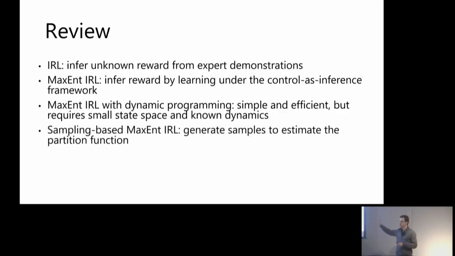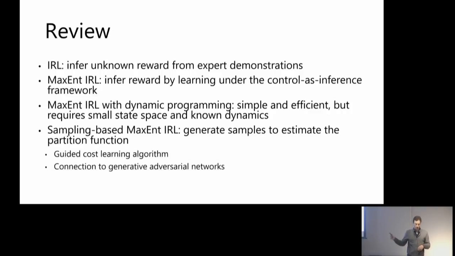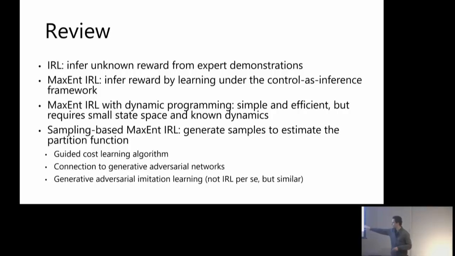And if you have high dimensional or continuous states and actions, and perhaps you don't have access to the true dynamics, then you can use a sampling-based inverse RL, which generates samples to estimate the partition function and can also be interpreted as a variant of generative adversarial networks. So here I talked about the guided cost learning algorithm, connections to GANs, and so on. And of course also generative adversarial imitation learning, which is not IRL per se, but solves a similar problem. You can think of it as basically just recovering the policy without recovering the full reward function.